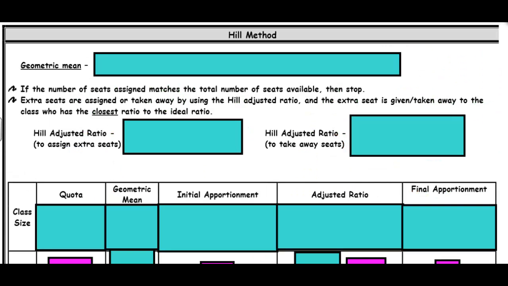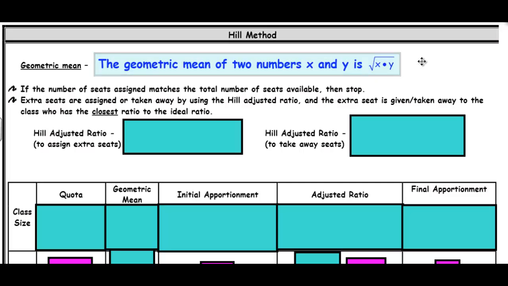All right, let's talk about the Hill method. Something we need to talk about before we actually do the Hill method is something called the geometric mean. The geometric mean of two numbers, x and y, so this could be any two numbers, is the square root of their product. So we would just multiply them together and then take the square root. We are actually going to use the geometric mean as a comparison. So instead of rounding like we did in the last example, we now will get the geometric mean of two values, and then we are going to make a comparison.